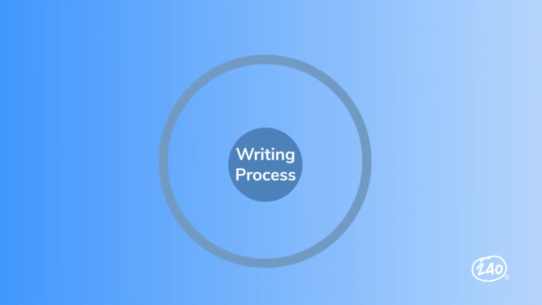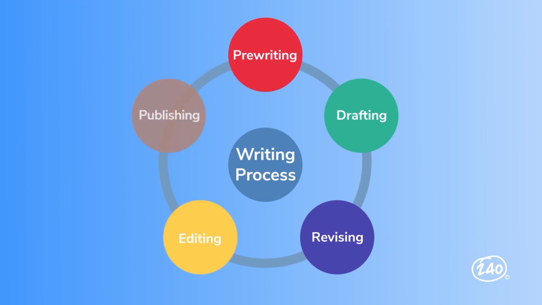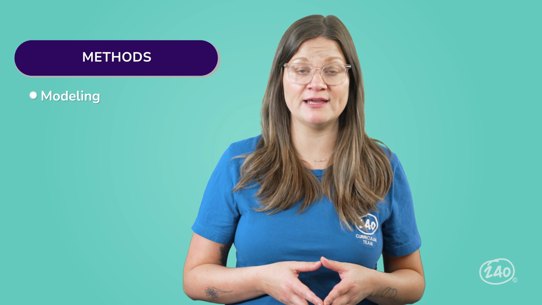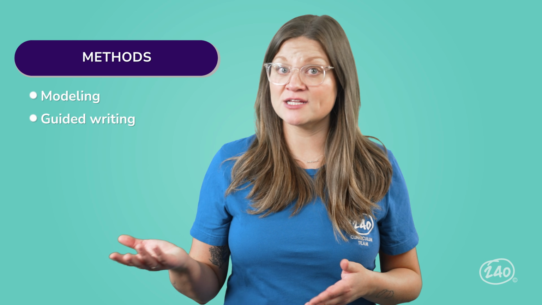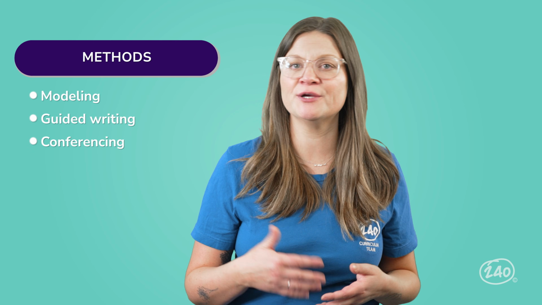You'll need to know the steps or stages of the writing process and how to teach them. The stages of the writing process are pre-writing, drafting, revising, editing, and publishing. Teachers should provide direct instruction for each phase of the writing process. You should be familiar with these methods. Modeling. Students benefit from seeing you work through each stage. Guided writing. Similar to guided reading, you provide specific writing instruction and feedback in a small group. And conferencing, either with the teacher or a peer.